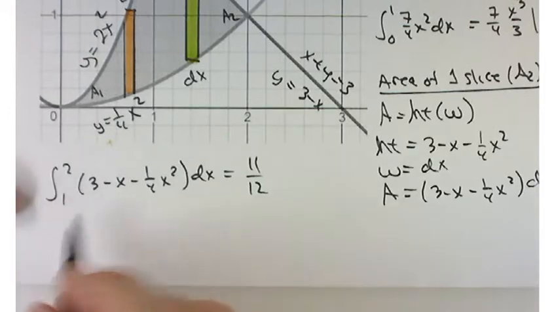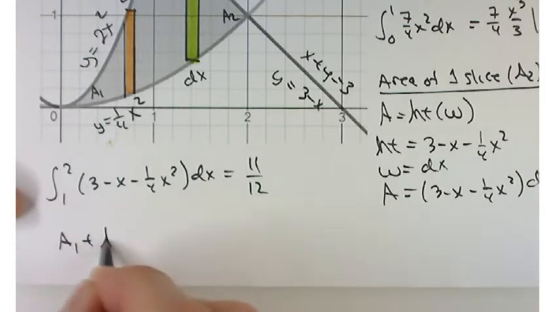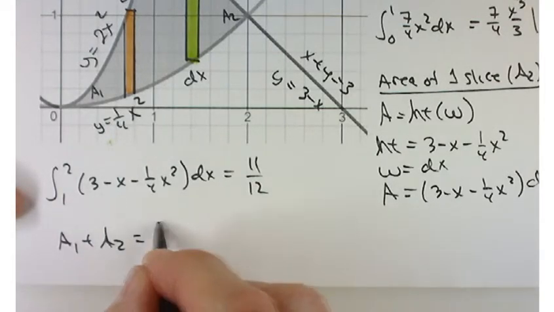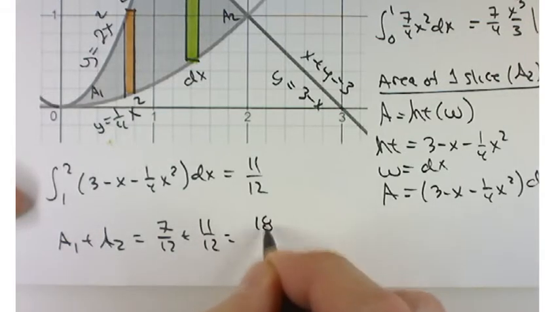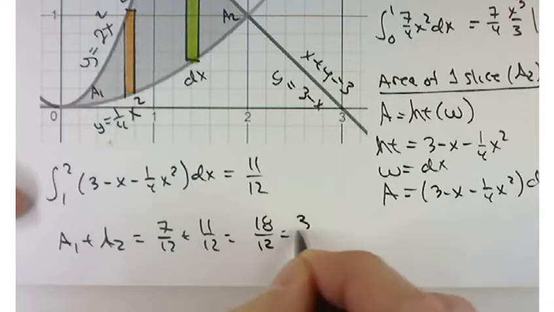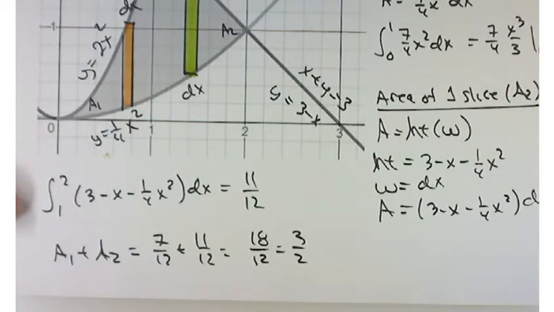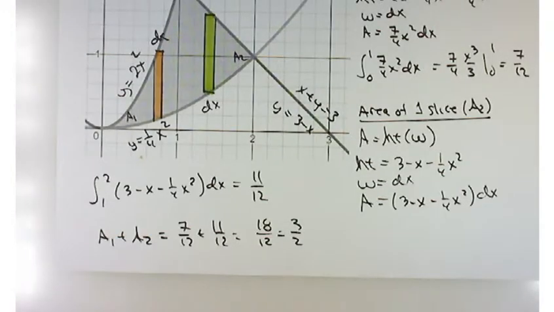All right. Finally, area 1 plus area 2 is 7 twelfths plus 11 twelfths. And doesn't this work out nice and special? 3 halves. Okay. How many got that one? No, not the close. Did you at least get the first half? Hope got it? Sort of? Sort of. All right.